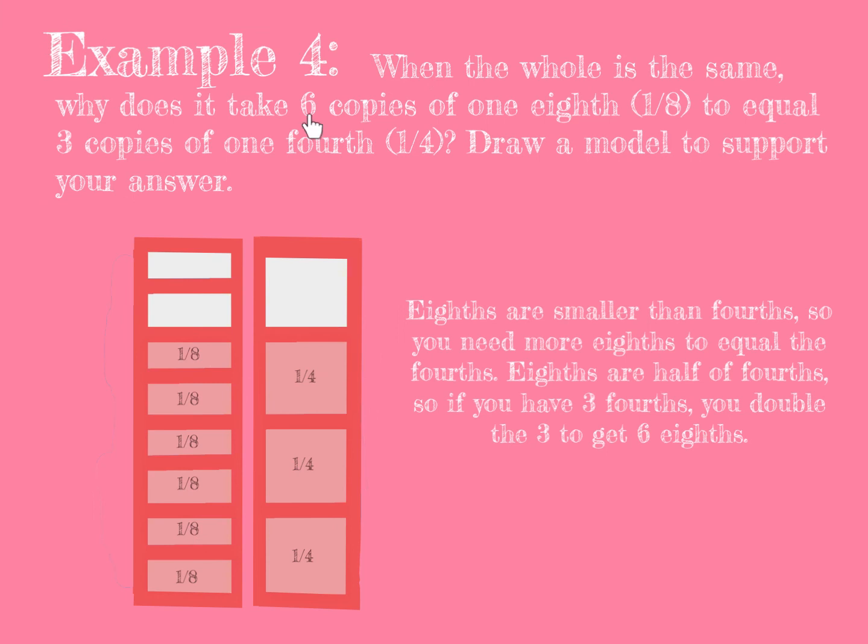We need 6 copies of 1/8 to equal 3 copies of 1/4 because 8ths are smaller than 4ths, so you need more 8ths to equal the 4ths. 8ths are half of 4ths, so if you have 3/4, you double the 3 to get 6/8, which is shown over here.